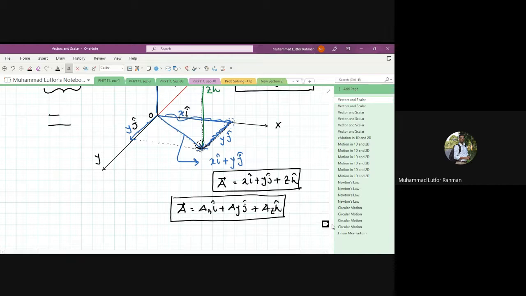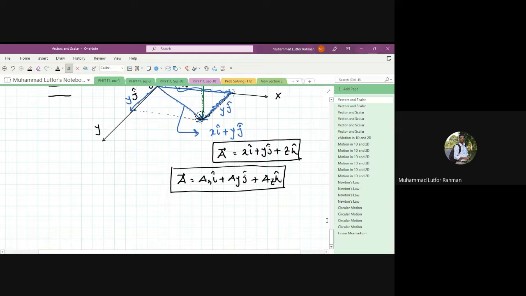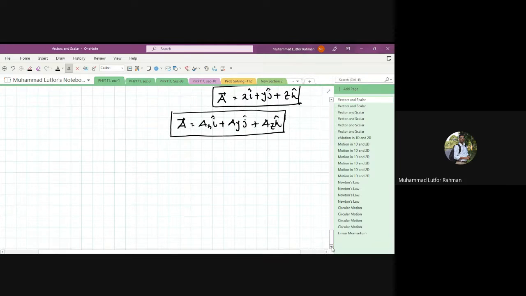Don't worry about that. Before going to that point, we have to understand some properties of the unit vector, which is very important. Properties of unit vectors.